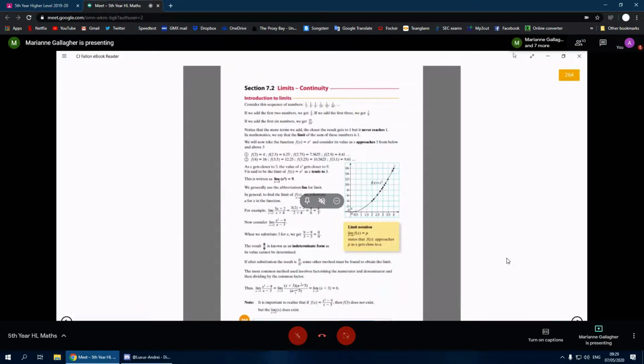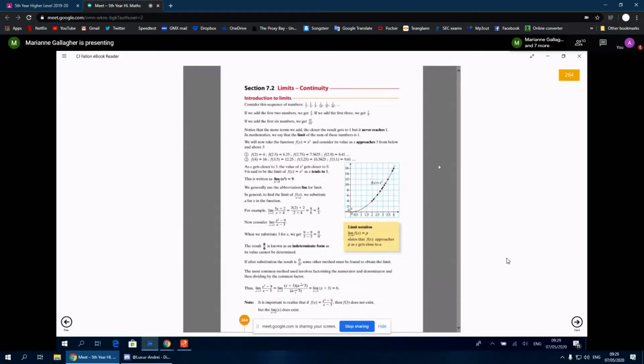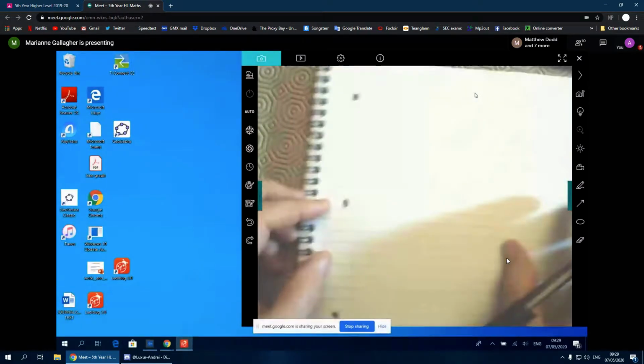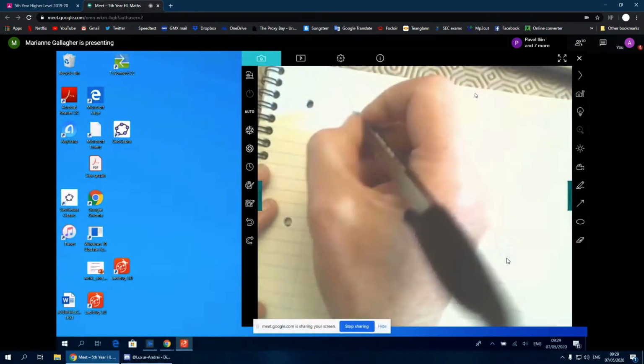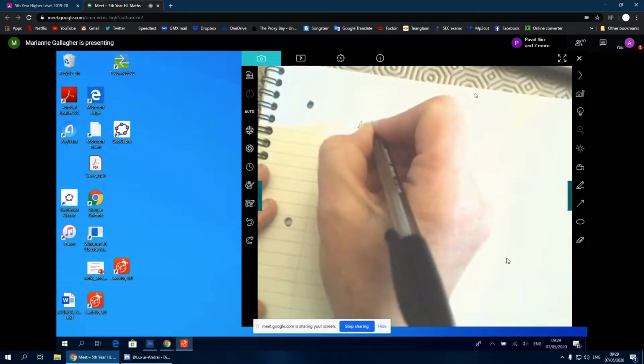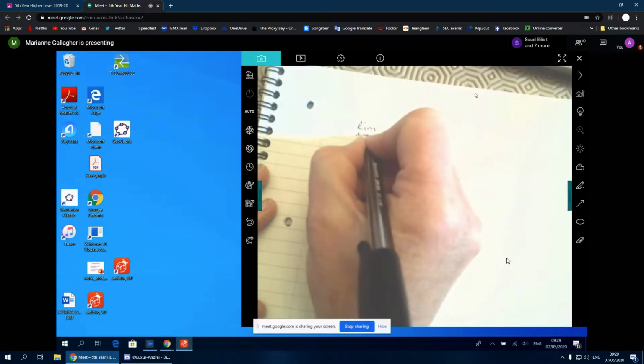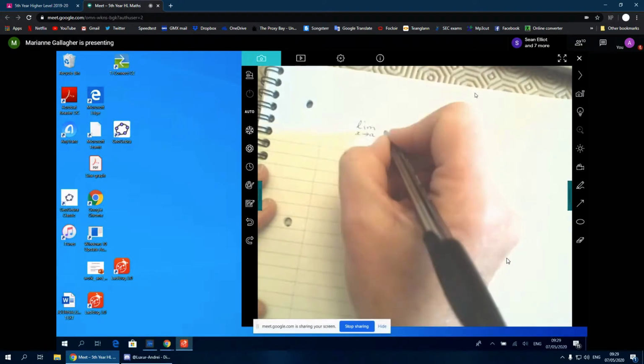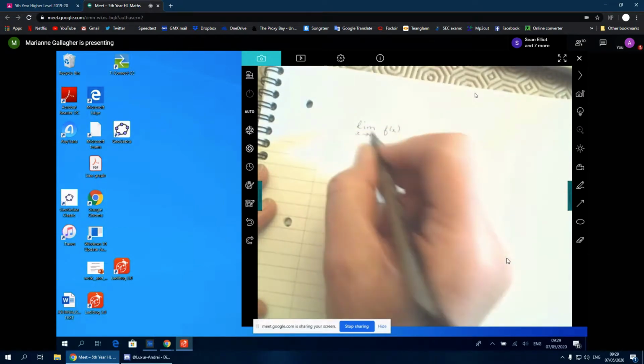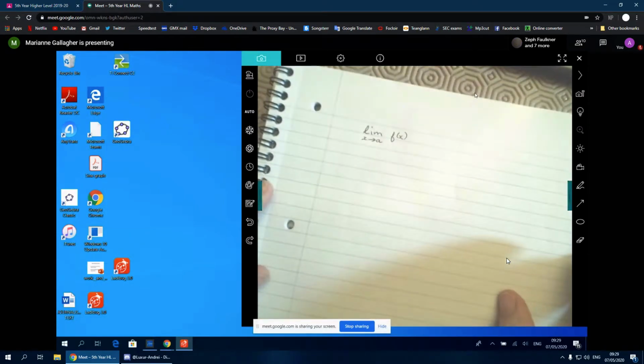Okay, so just quickly revise yesterday. The limit notation. We talk about a function, f of x, and what's happening to it when x gets closer to a value. So the limit as x tends to a. What's happening to f of x when x gets closer to a? And that's our limit notation.